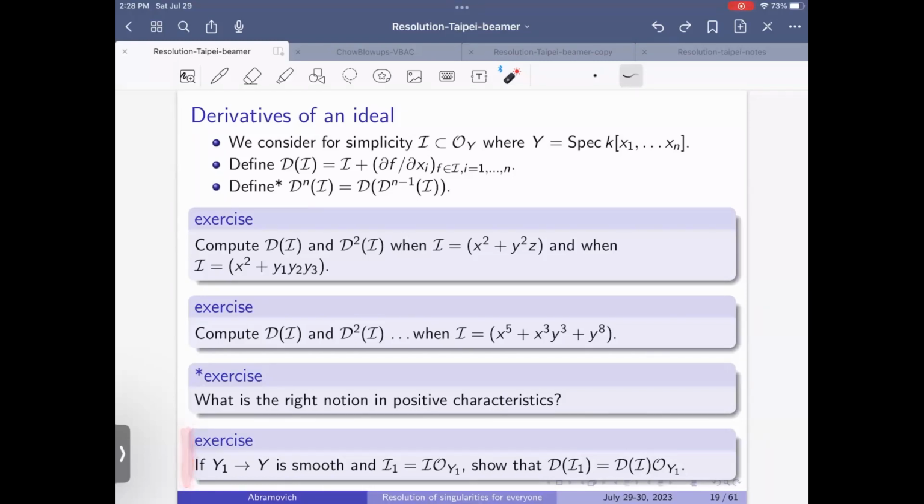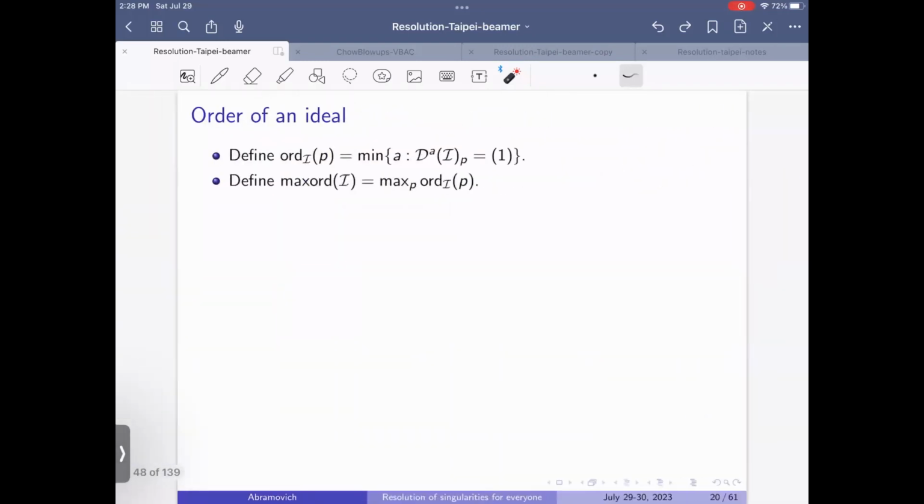Here's an important exercise. If you have a smooth morphism and you pull back the ideal, then the derivative of the pullback ideal is the pullback of the derivative ideal. Okay? And for this calculation, you might as well assume that a smooth morphism is, again, a product with affine space. That's an illuminating enough example. If we get to it, we can do the exercise later on.